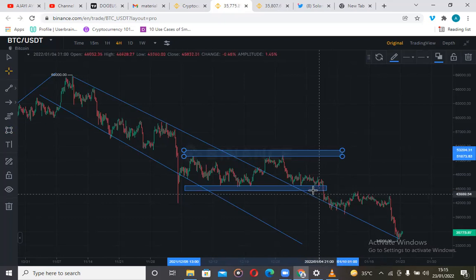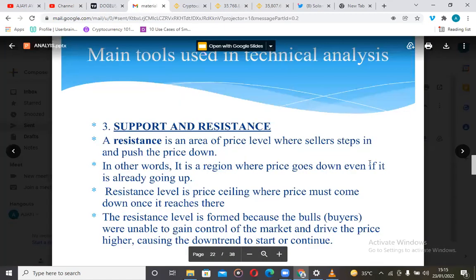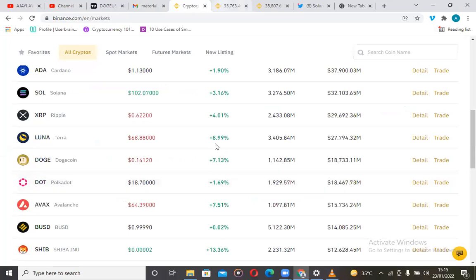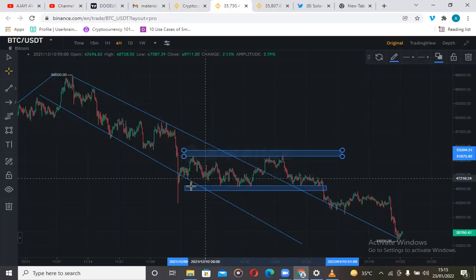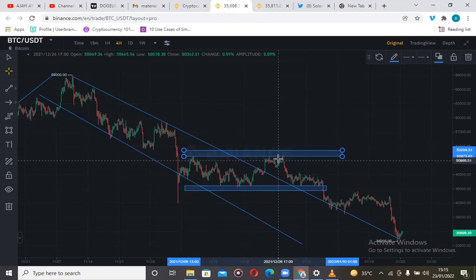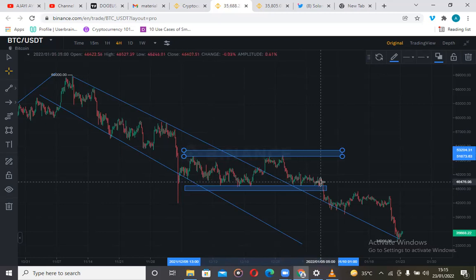Well, let me talk about this. See the definition: it's a region whereby the price goes down, even if it's already going up. Now see something. At this point, price is already going up. It comes down. It still went up again to this region. This is another resistance, the same resistance but another point, and it still comes down again, until it broke the support here.